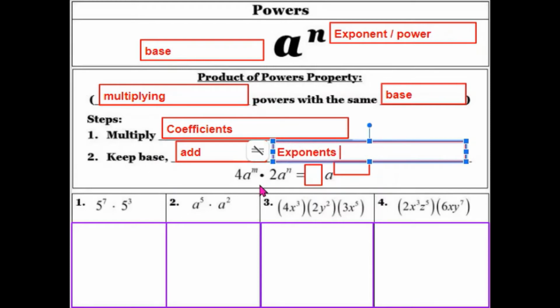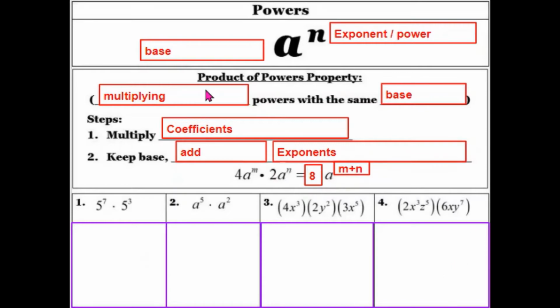So for example, I have 4a to the m times 2a to the n. First, I multiply my coefficients. The coefficients here are 4 and 2. Just like normal, 4 times 2 would be an 8. And then I am supposed to add the exponents. First, notice that they are the same base. They're both a's. If this was an a and this was a b, we would not be able to combine them. A to the m times a to the n is a to the m plus n. Again, you add the exponents.